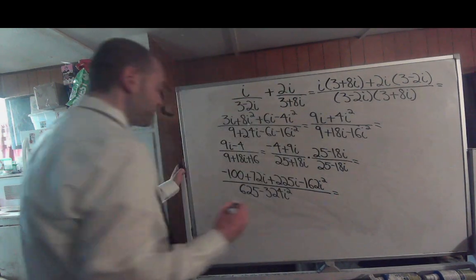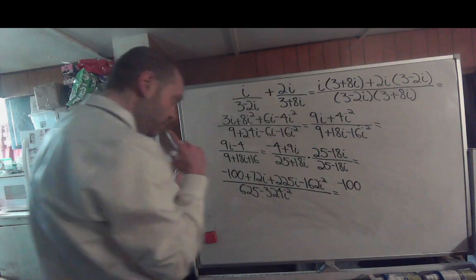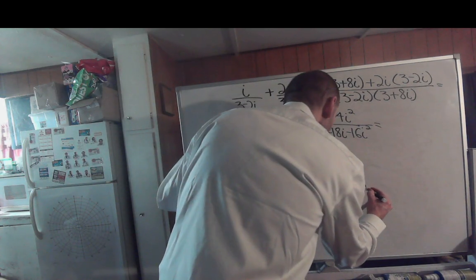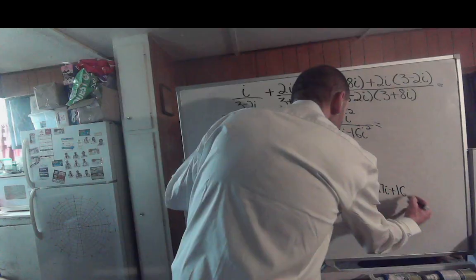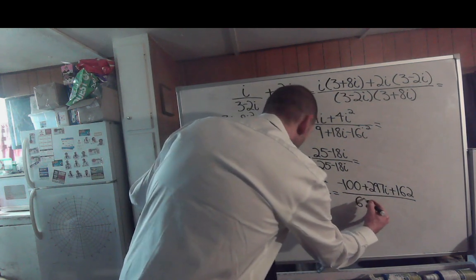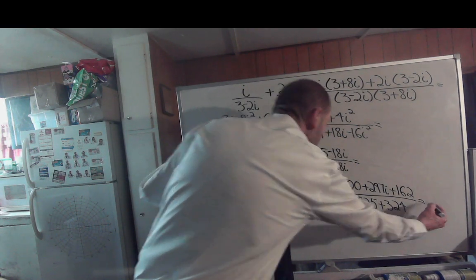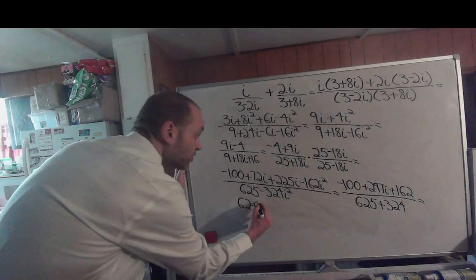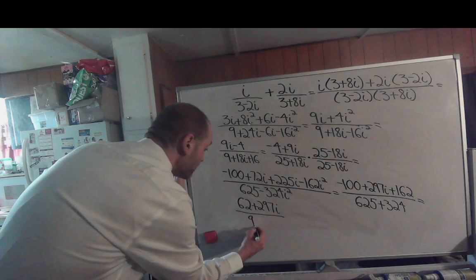So this will simplify further into negative 100. All right, 225 plus 72, that would end up being 297i plus 162 all over 625 plus 324. So this is going to simplify in the numerator into 62 plus 297i all over 949.